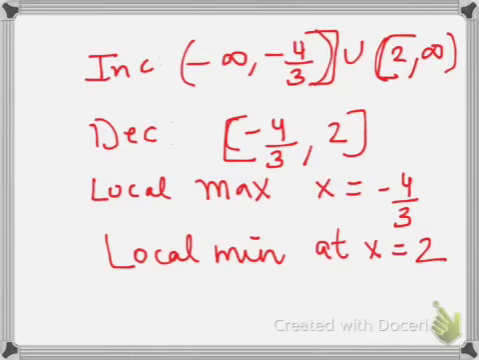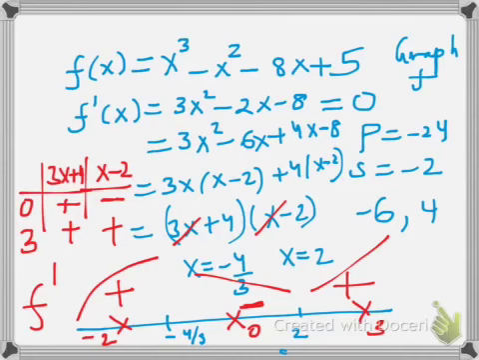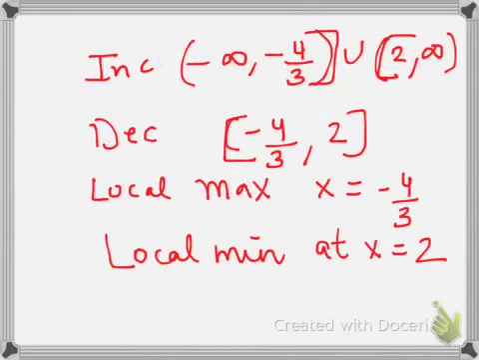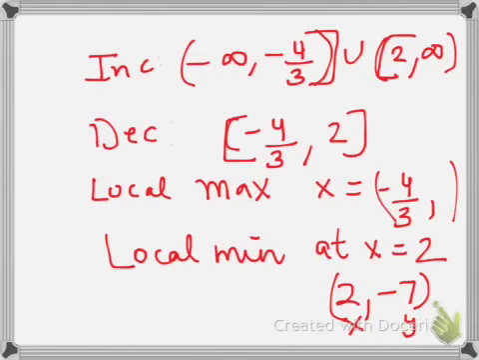So you can plug back into your original function, which is right here. You can plug in 2. For example, if I plug in 2 here, I get 8 minus 4, which is 4, 4 plus 5 minus 16, so it's -7. So at 2, you can use your calculators also, so it's (2, -7), this is your x, this is your y, and similarly you can find the xy point for -4/3.